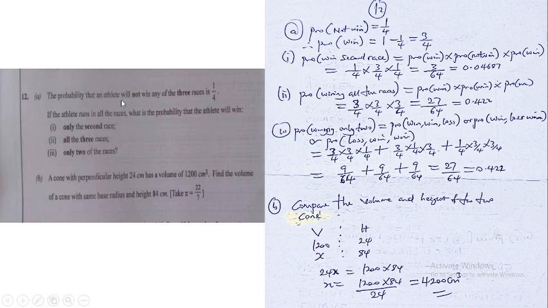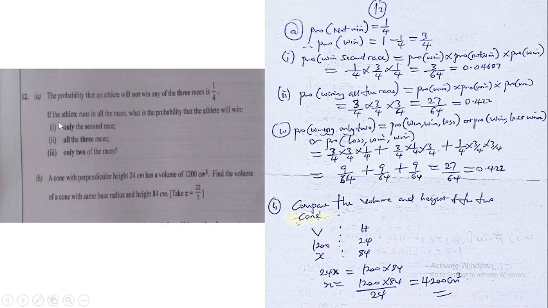The probability that an athlete will not win any of the 3 races is 1/4. So if the probability that he will not win is 1/4, then you can find the probability that he will win, because we know that probability of success plus probability of failure should be equal to 1. So the probability that he will win will be 1 minus 1/4. That will give us 3/4. So that's the probability that he will win any of the 3 races.